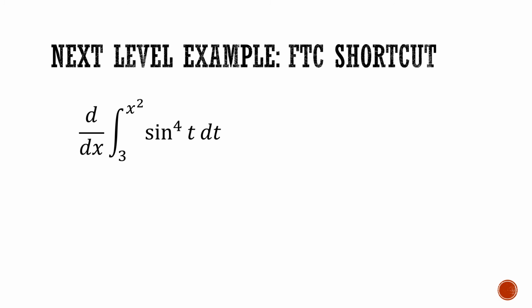All right, so now doing the next example, I'm not going to do all that work. I'm going to use my shortcut, and I'm going to take this x squared and plug it in right here to my function. So I get sine to the 4th of x squared, but remember I have to take the derivative of that x squared as well, so I get 2x. So final answer is 2x sine to the 4th of x squared.